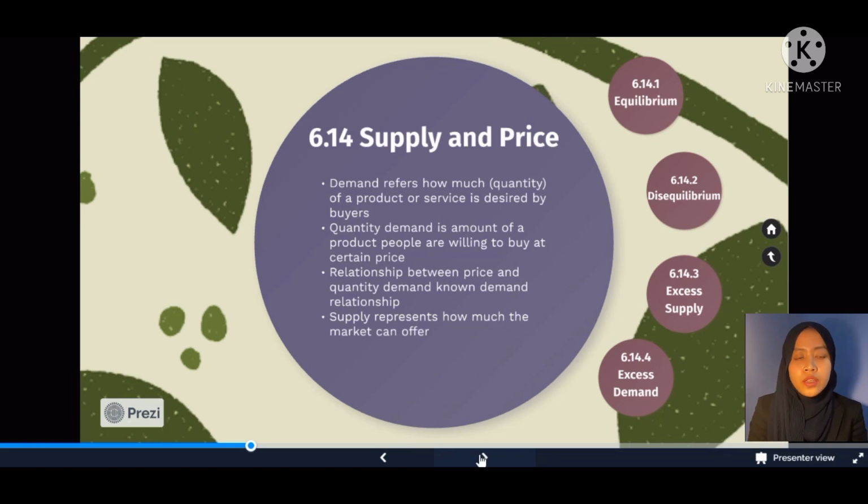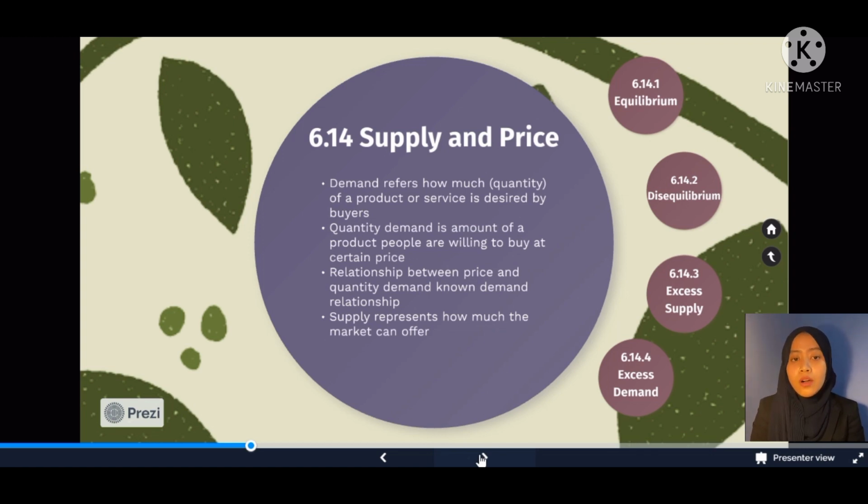In 6.14, we are talking about supply and demand. Demand refers to how much quantity of a product or a service is desired by buyers. The quantity demanded is the amount of a product people are willing to buy at a certain price. The relationship between price and quantity demanded is known as a demand relationship.